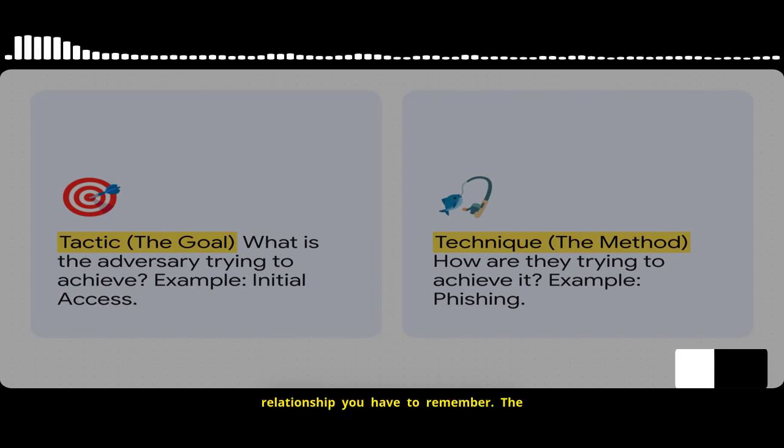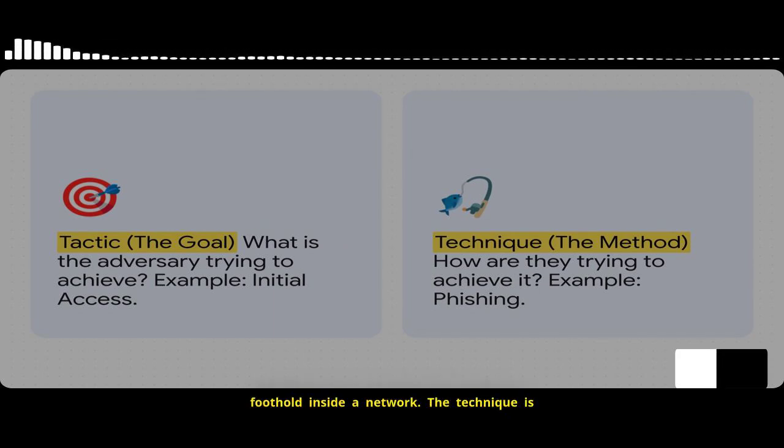And that is the relationship you have to remember. The tactic is the goal, like initial access, which just means getting that first foothold inside a network. The technique is the method they use to do it, like phishing, sending a sneaky email to try and steal a password. One is the why, the other is the how.